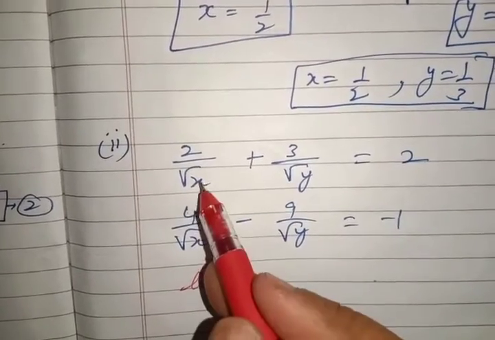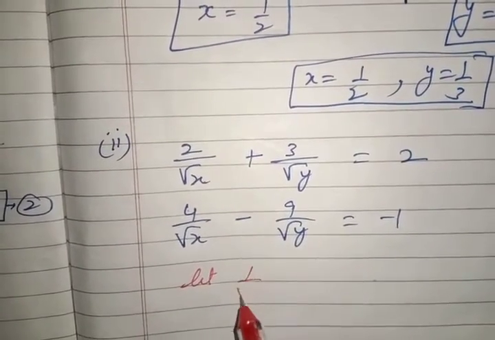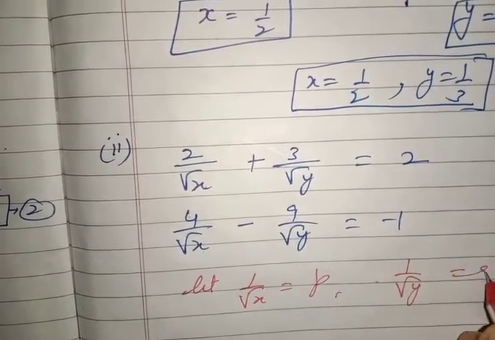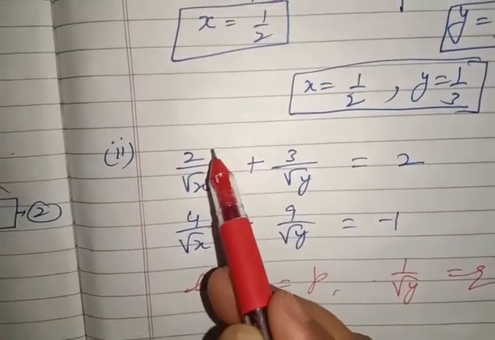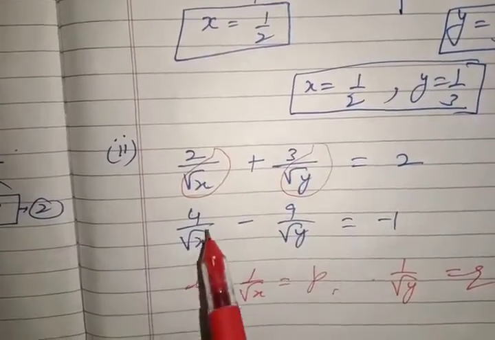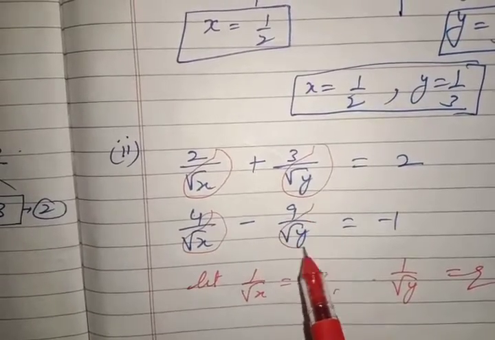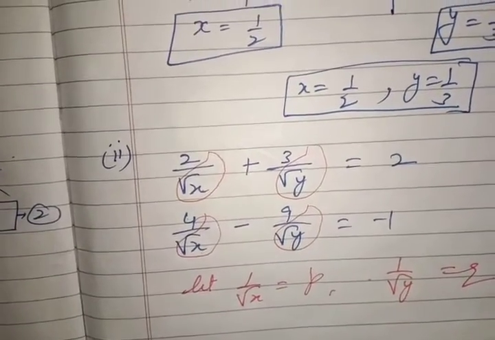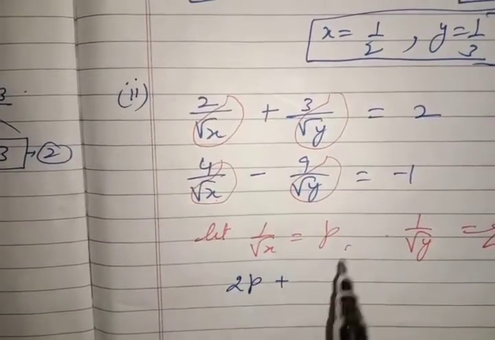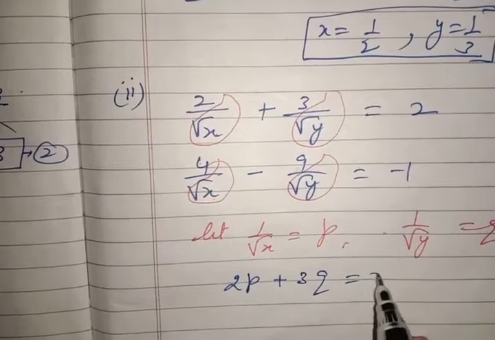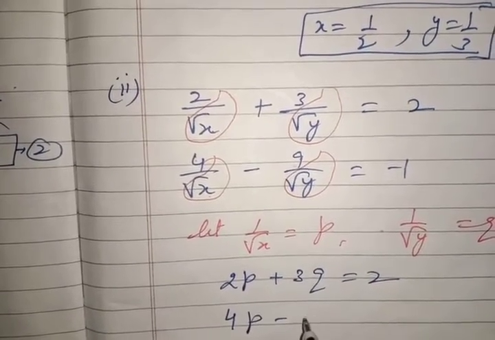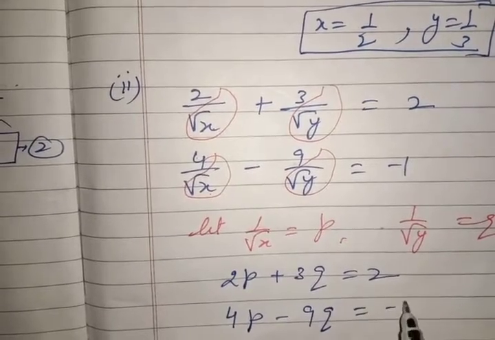Again, you can see root x in the denominator. So we'll write 1 by root x as p, and 1 by root y is equal to q. You can see that this 1 by root x is in the denominator, this is in the denominator, this is in the denominator. Now this time 2 is in the numerator, so it will become 2p plus 3q is equal to 2, first equation. Second equation, 4p minus 9q is equal to minus 1.